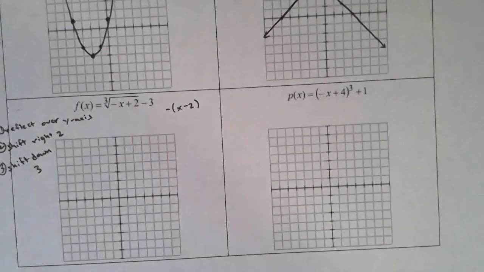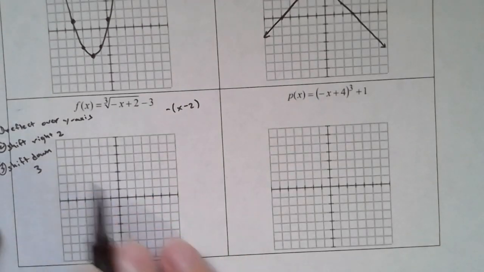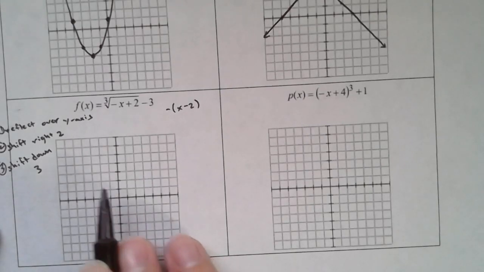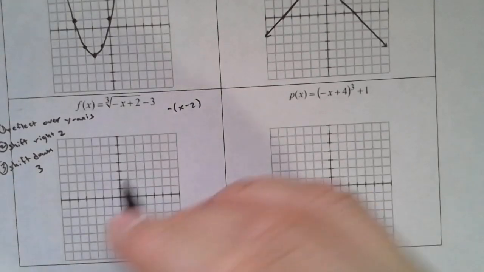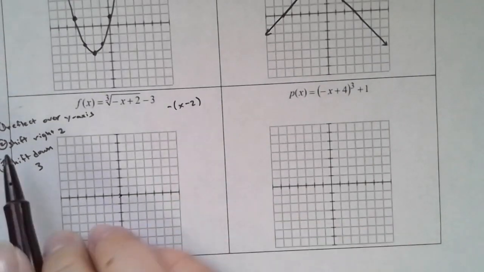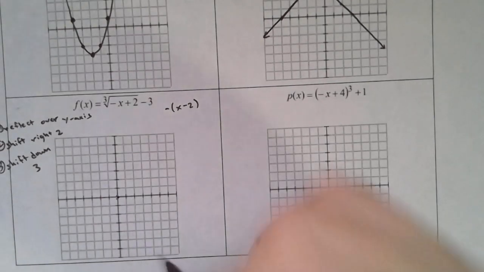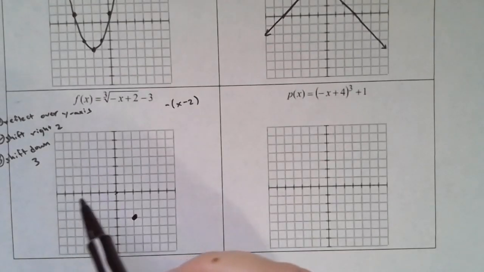Remember that the cubic root function goes something like this, right? But because I'm reflecting over the y-axis, it's instead going to go something like this. So let's just graph where the origin would be. The origin's right here, but where would that point be? Well, shift to the right 2, so I'll take it here and then shift down 3. So I have this point here. Now I know that this function is going to look something like this.